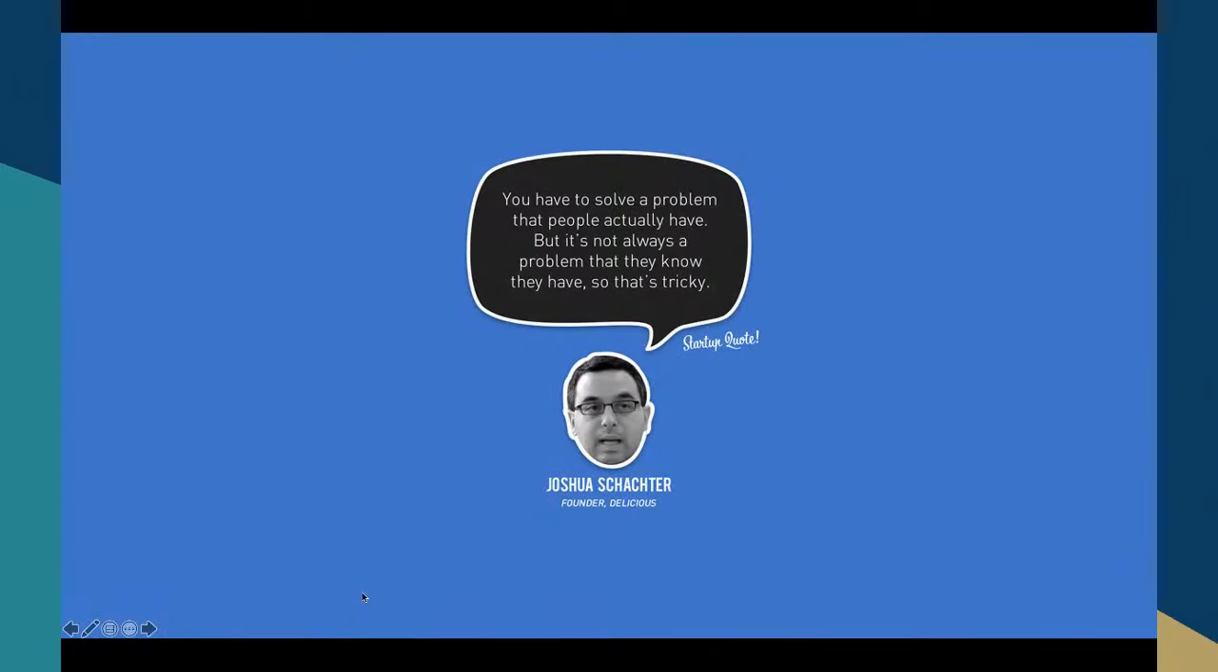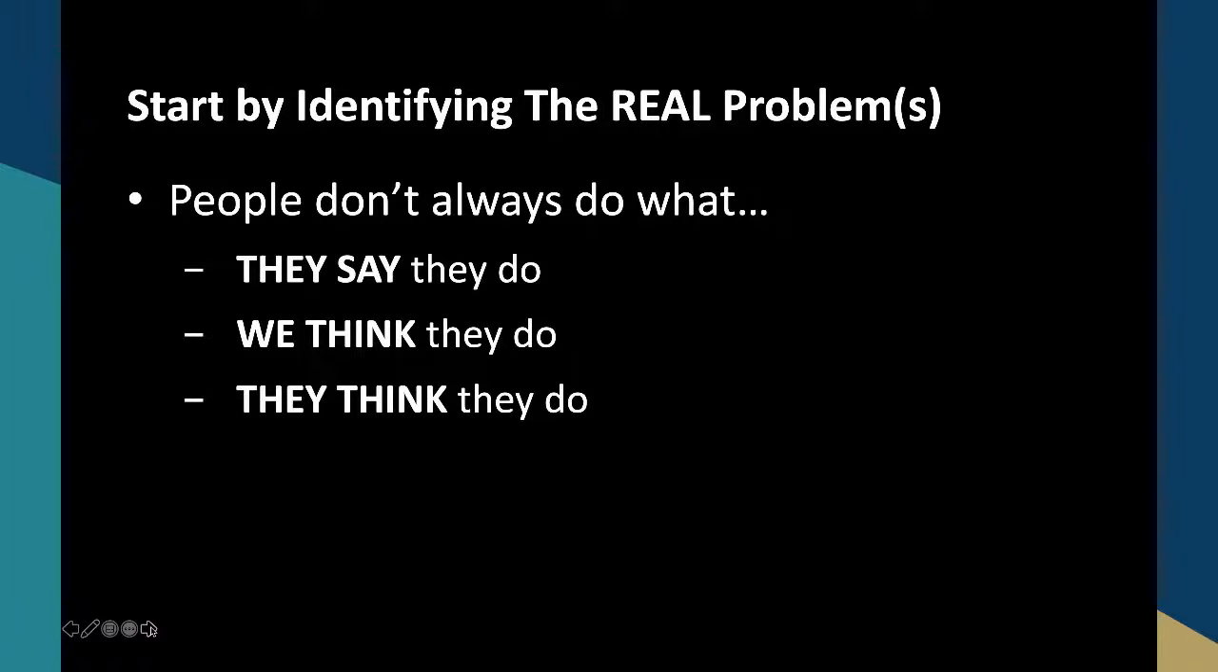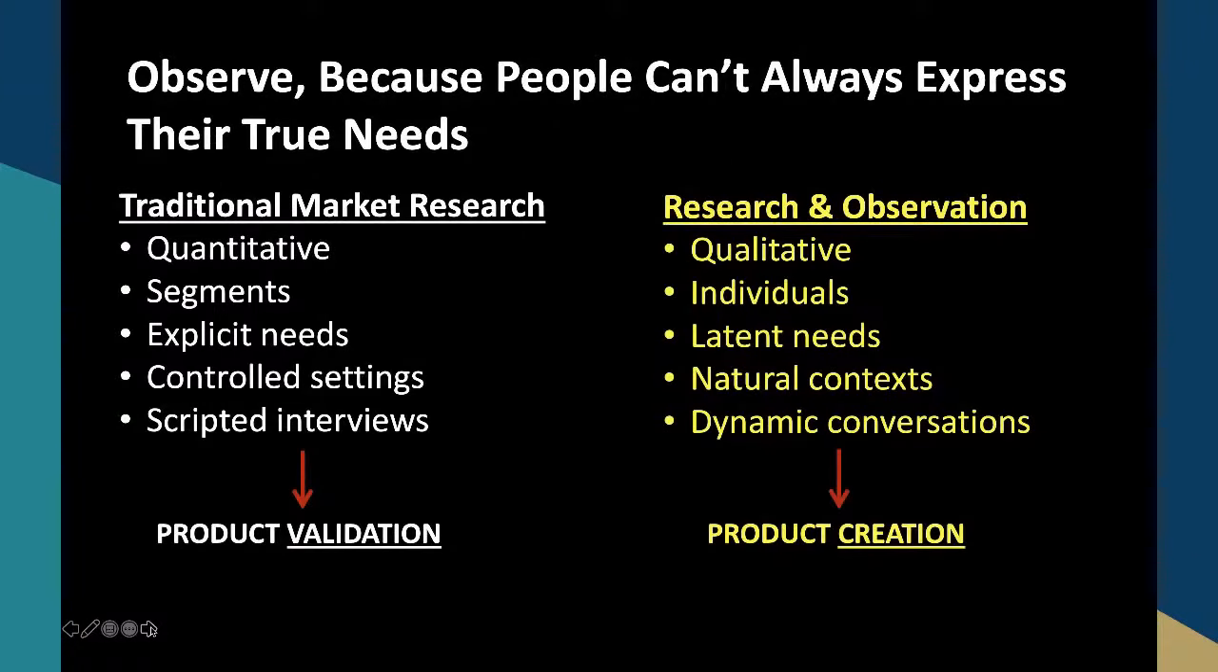So this guy, Joshua Schachter, is the founder of a company called Delicious from a long time ago. It was a social bookmarking app. And he says, you have to solve a problem that people actually have, but it's not always a problem that they know they have, so it's tricky. And so the problem is that you need to start identifying the real problems that people have. However, people don't always do what they say they do, what we think they do, or they think they do.